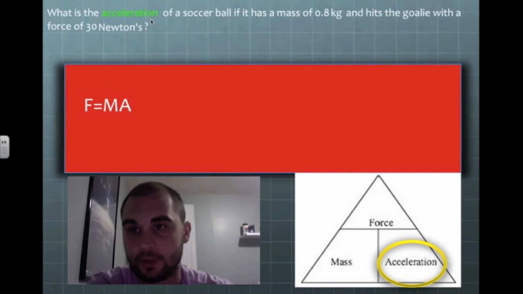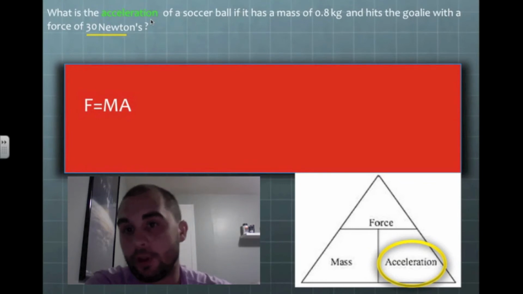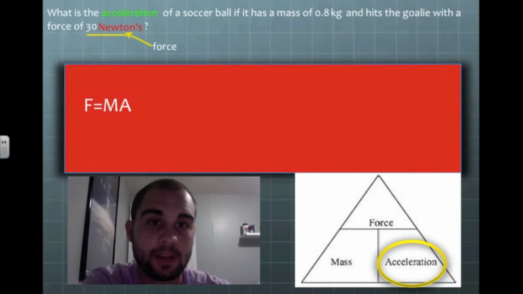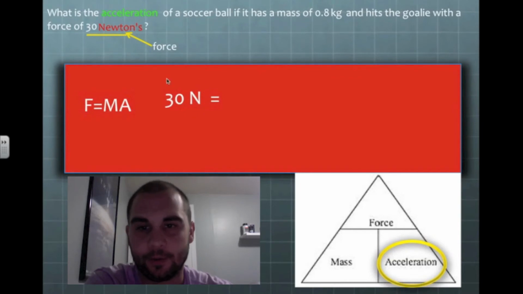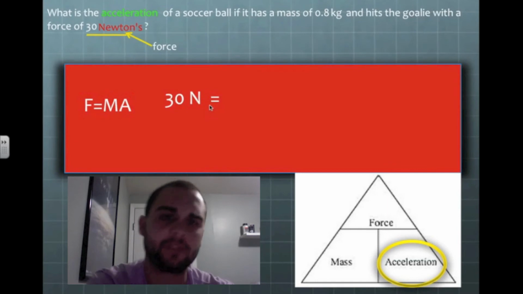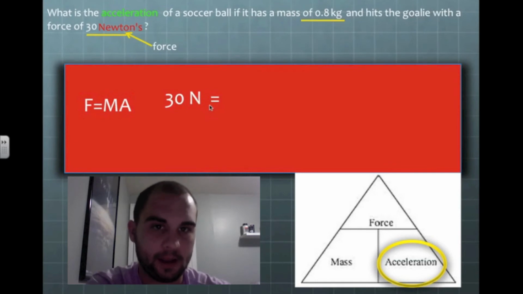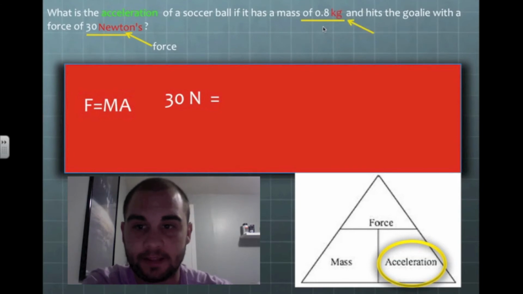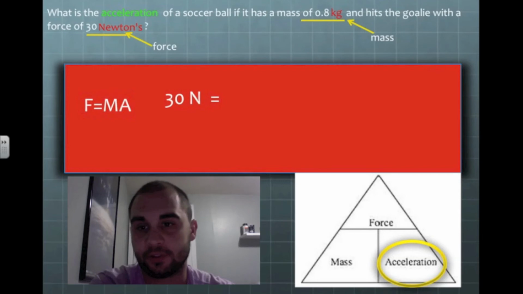Now I'm going to look at my units. I have 30 newtons. Newtons is a unit that deals with force, so I know I have force here. And 0.8 kilograms. I'm going to write force down first. So 30 newtons equals, now I'm solving for my acceleration, like I said earlier, I got ahead of myself, 0.8 kilograms. Kilograms is mass, so I have my mass there. So now I have all my variables to start plugging in.